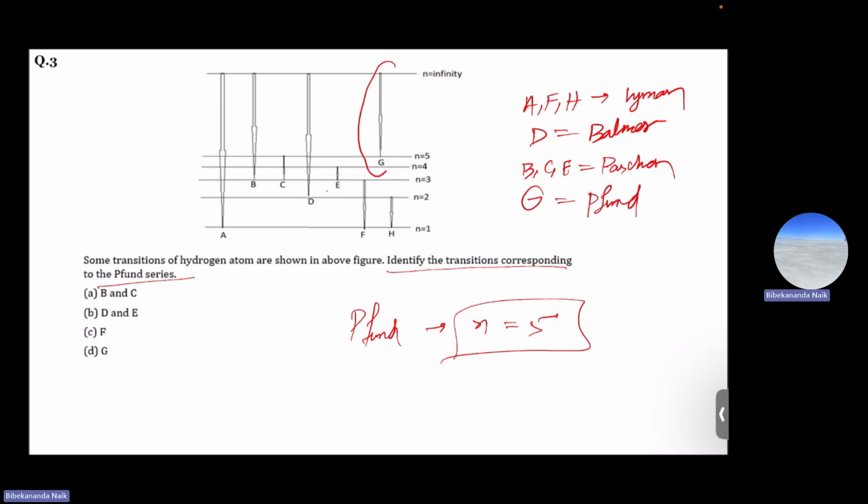So this transition, this is n equal to 5 and this is n equal to infinity. So it is from any higher orbit to n equal to 5. So the G transition corresponds to the Pfund series of hydrogen spectra. I hope this is clear to everyone. Now we will move to question number 4.